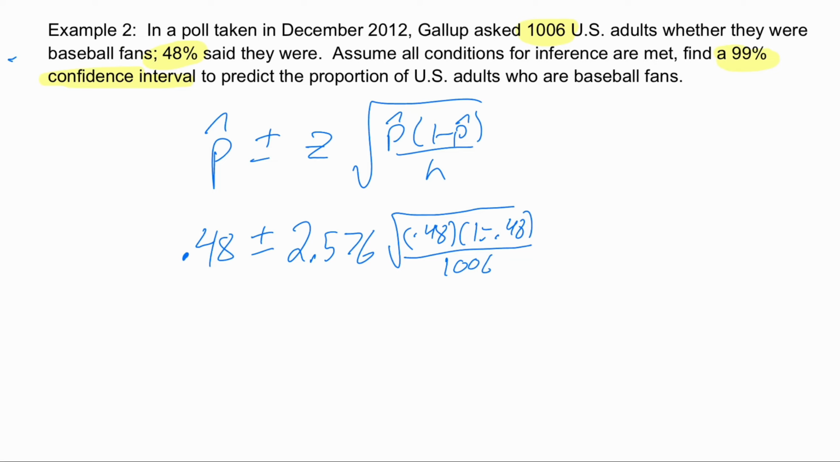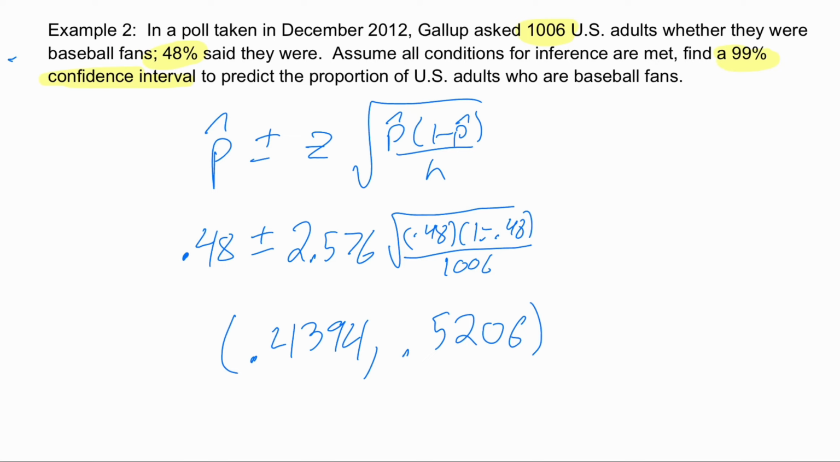2.576 times the square root of 0.48 times 1 minus 0.48. We're going to put that over a sample size of 1,006 US adults. When you guys hit enter, you end up with the low end of our confidence interval is 0.4394. And the upper end will copy paste and just change that minus sign to a plus sign right there at the beginning. So we're adding our margin of error, and we get 0.52057. So I'm going to say 0.5206 as I round it.